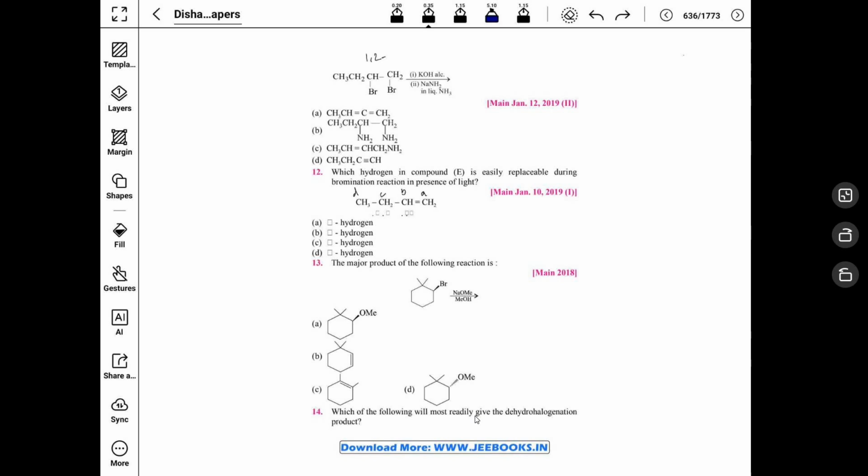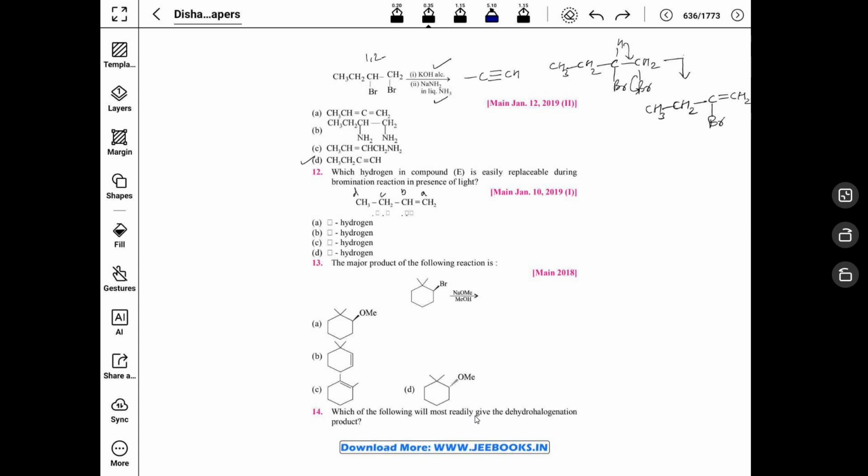Whenever you see a 1,2-dihalide reacting with alcoholic KOH and after that sodamide in liquid ammonia, it leads to the formation of alkynes; triple bonds will come. So if you see the given options, the correct answer will be D. And the mechanism is as follows.